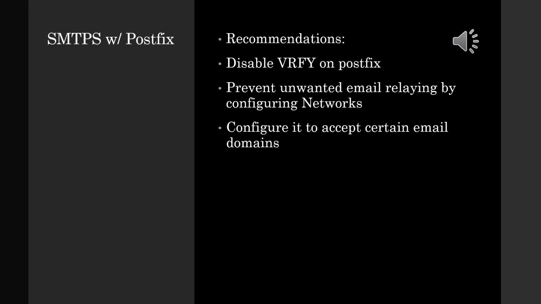The next I would say is to prevent unwanted email relaying by configuring different networks. This is because you have your local address, obviously, which is 127.0.0.0. That local address is the only one that is actually added for the relaying. So you're going to want to try to add multiple, just to give them a run around.